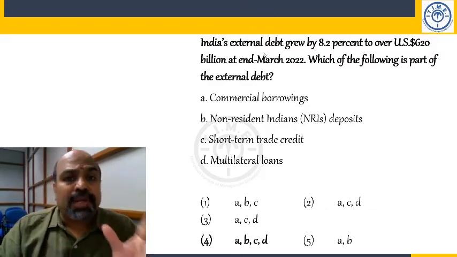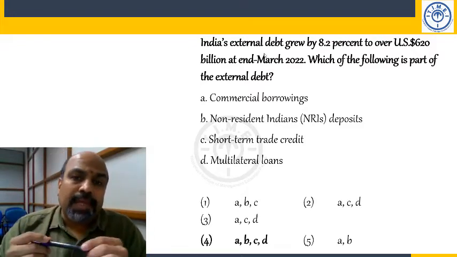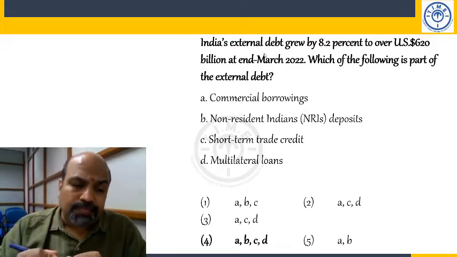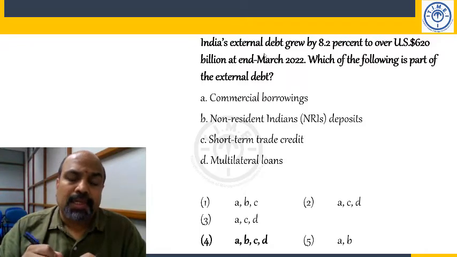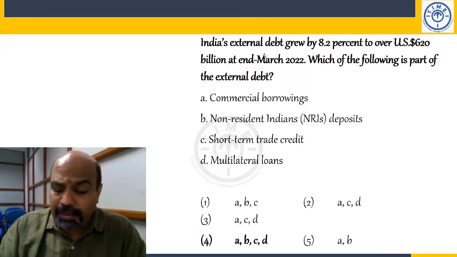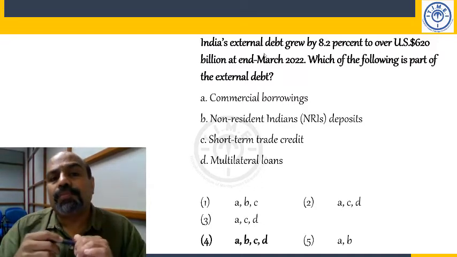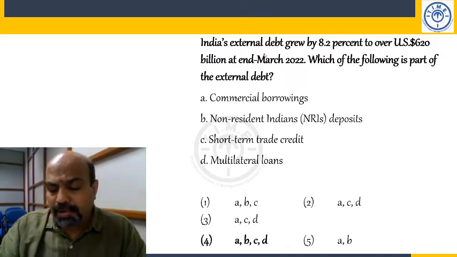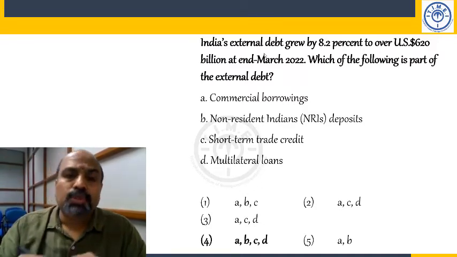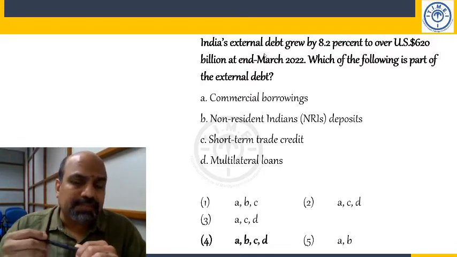Next, non-resident Indian deposits, or NRI deposits, $159 billion, in brackets about 26%.